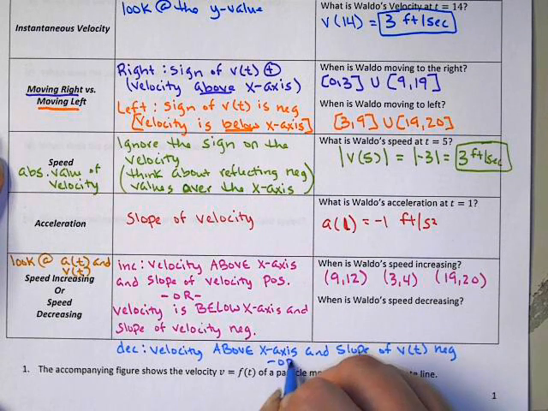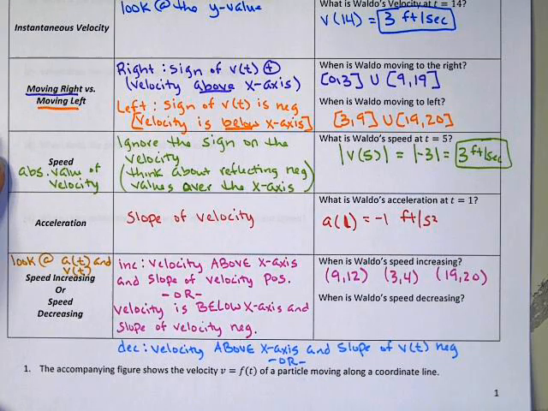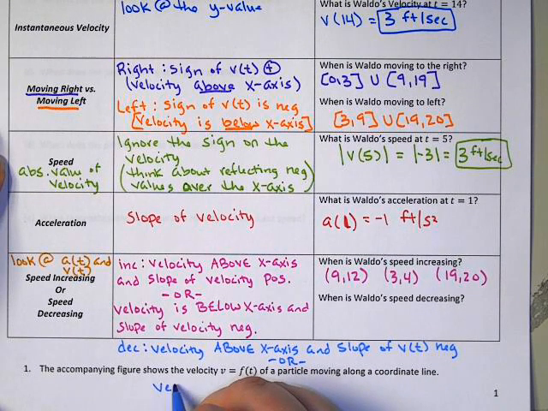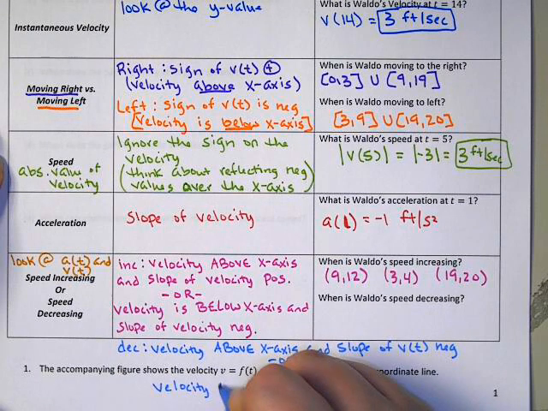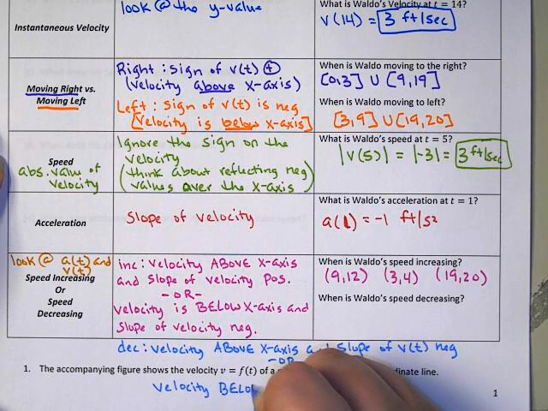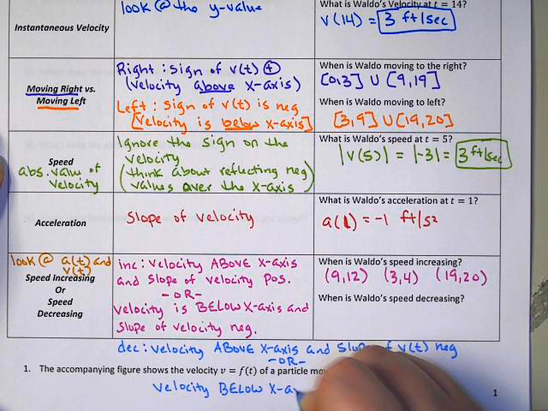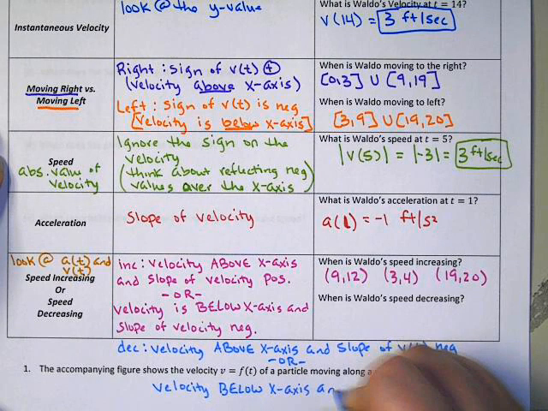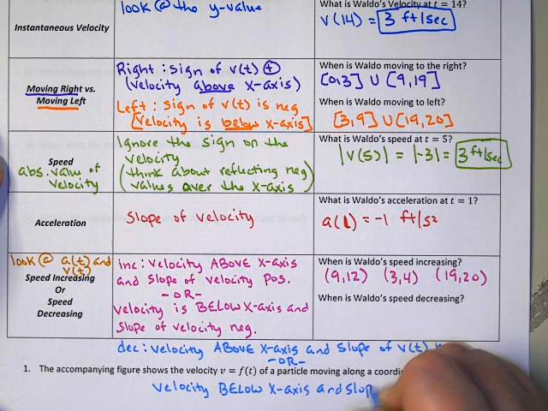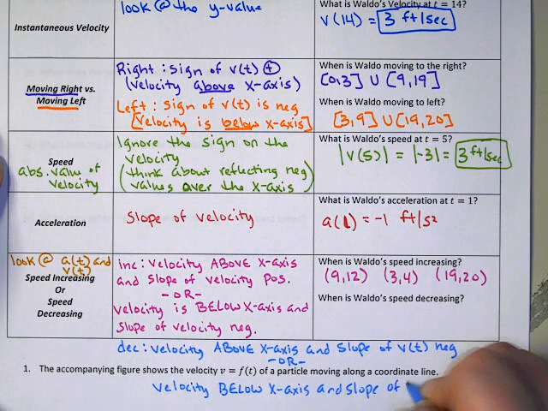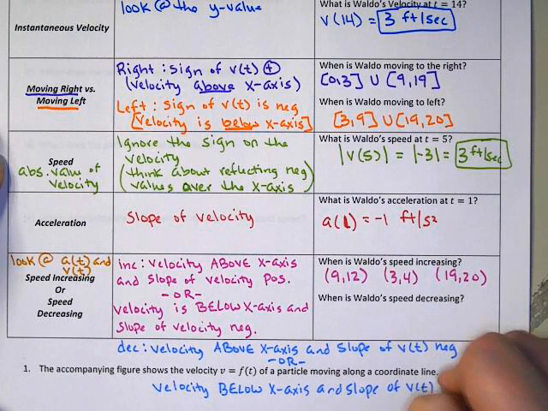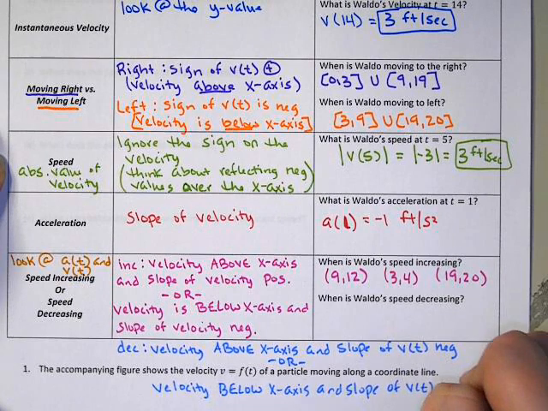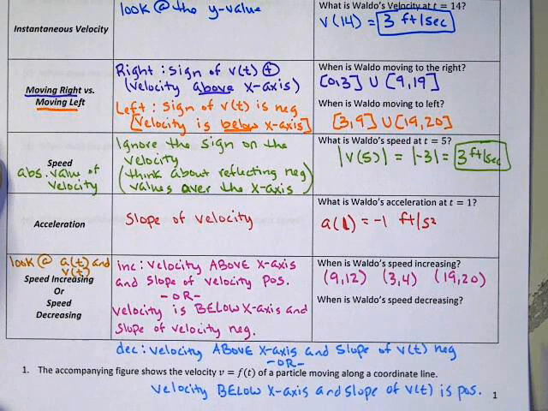Or the other option, and I'm just going to write below these instructions, the other option is that the velocity is below the x-axis, and the slope of velocity is positive. So let's look at the graph and see where this happens.